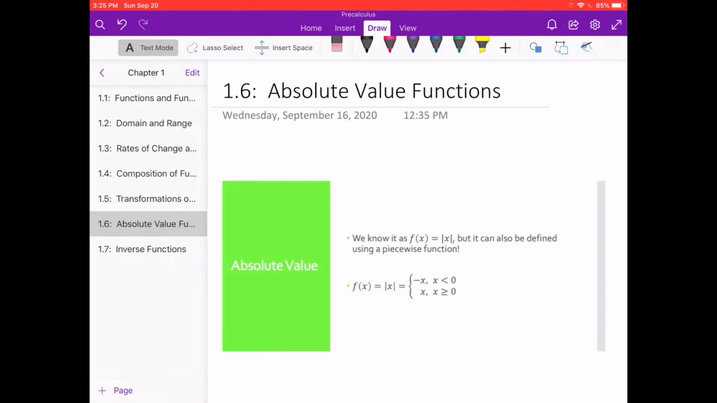This is section 1.6, absolute value functions. So we're going to talk about and learn a bit more about absolute value functions. This may be a review, it may not be. An absolute value function, we know it, writing it as f of x equals the absolute value of x using those bars. But it can also be defined using a piecewise function.